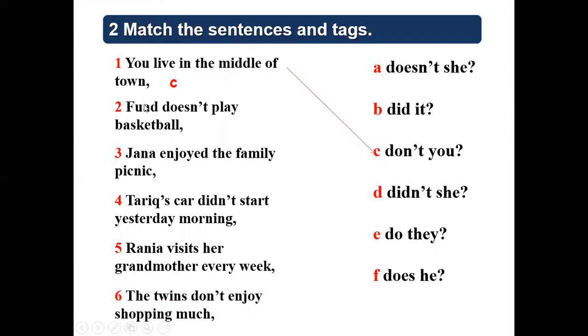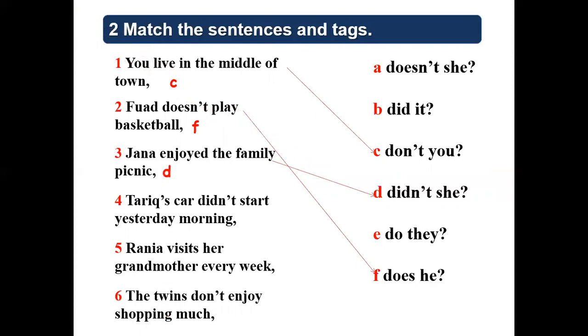We use positive. And Fuad, he. Yes. Okay, F. Number 3: Jana enjoyed the family picnic. Enjoyed, it's past. Because it's past, we derive from it didn't. It's positive, didn't. Jana is a lady or a girl. Didn't she?